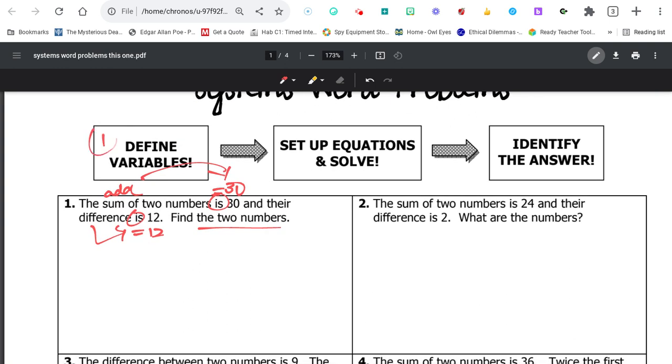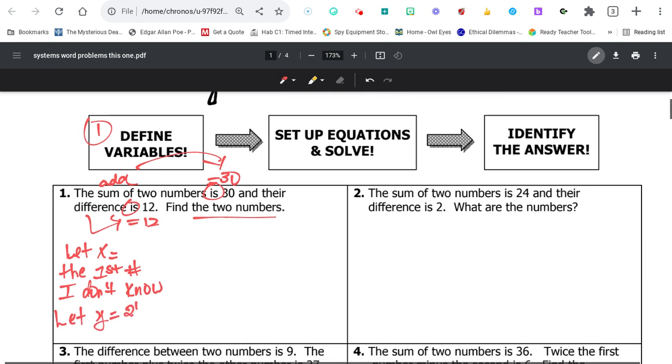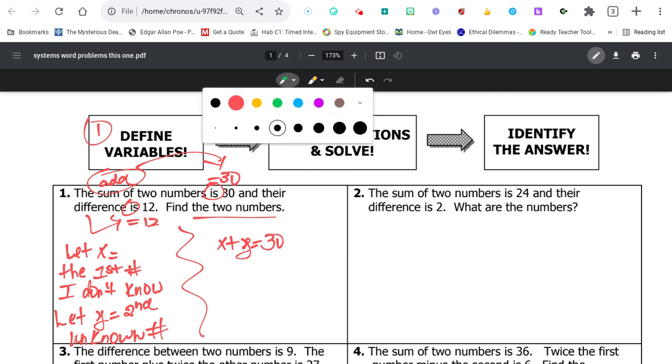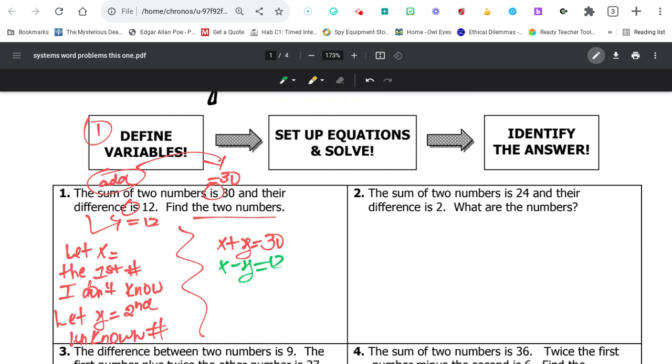But the first thing I'm going to do, number one, is define my variable. So I'm going to let x equal the first number I don't know. And I'm going to let y equal the second unknown number, okay? So, if I add those two numbers, it's going to equal 30. And if I subtract those two numbers, here's the second equation. It's going to equal 12.